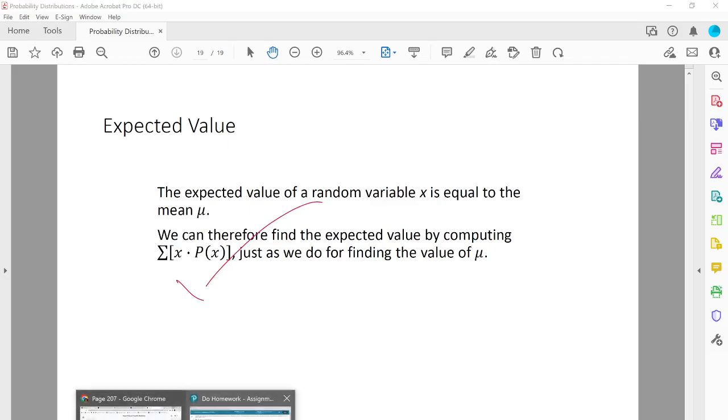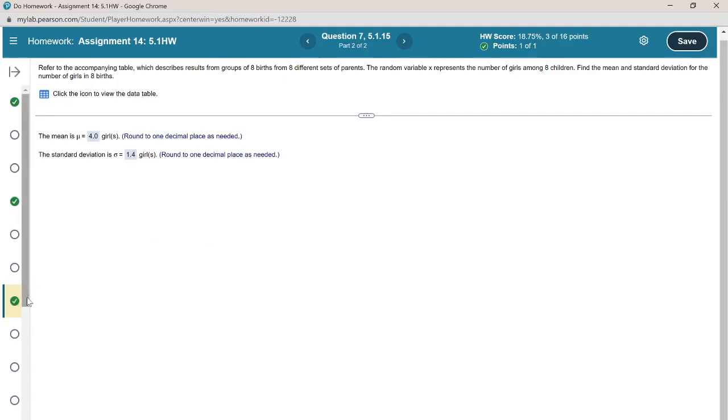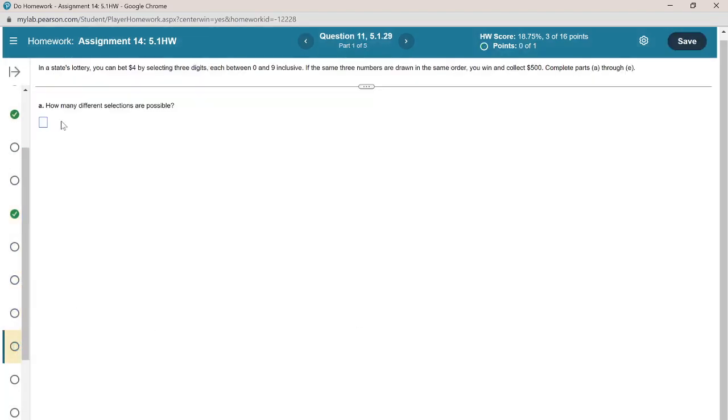Now I'm going to use one example. Let's say in a state's lottery, you can bet $4 by selecting 3 digits, each between 0 and 9. So from 0 to 9 there are 10 numbers, and you can only win if you select all 3 correct digits. So how many different selections are possible?